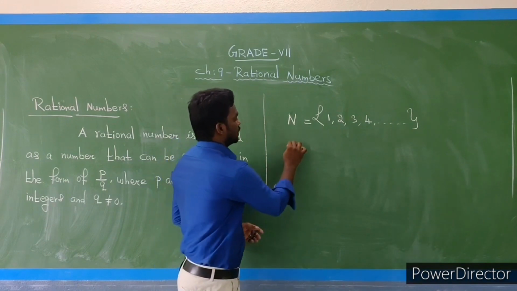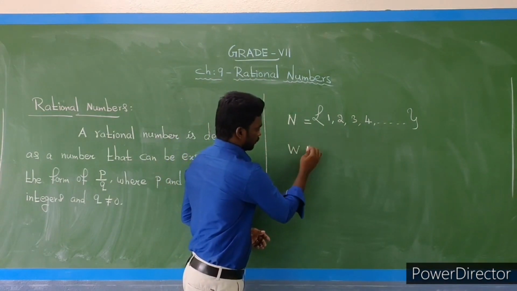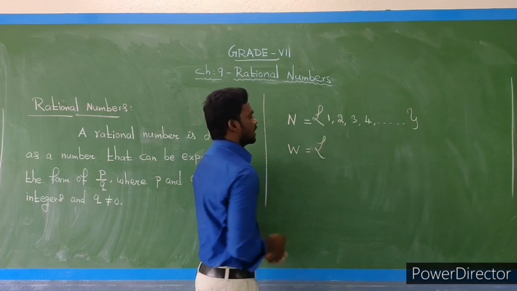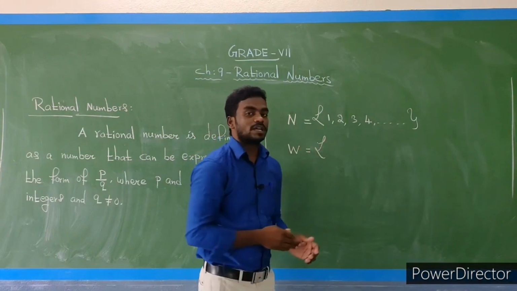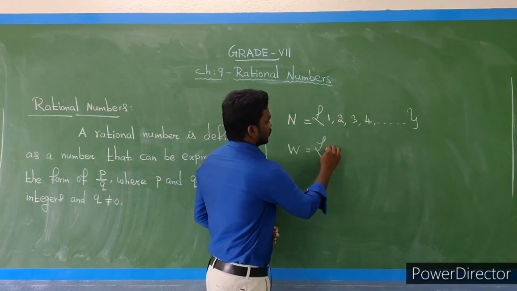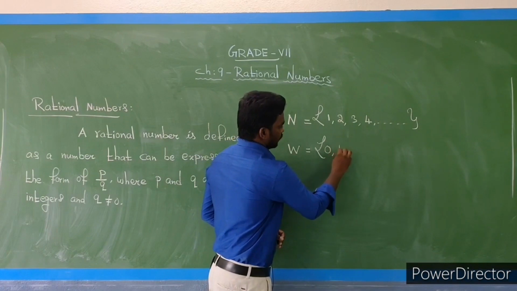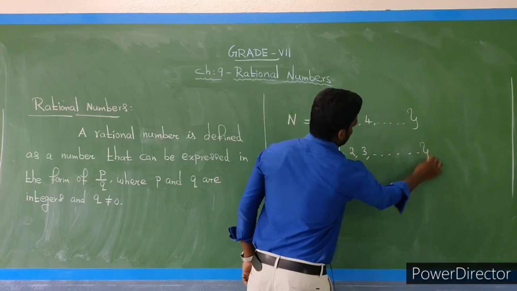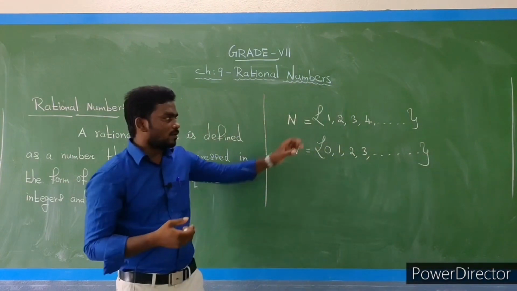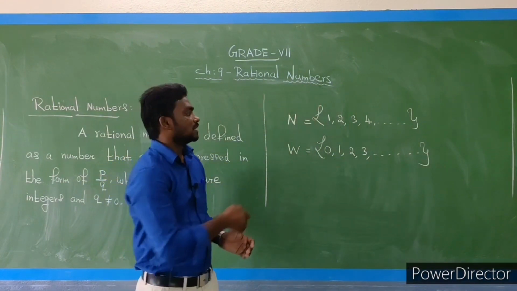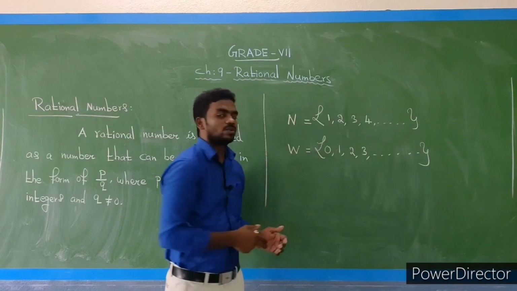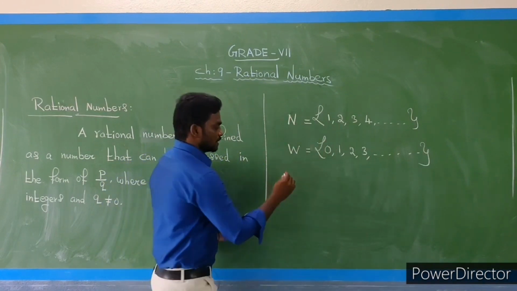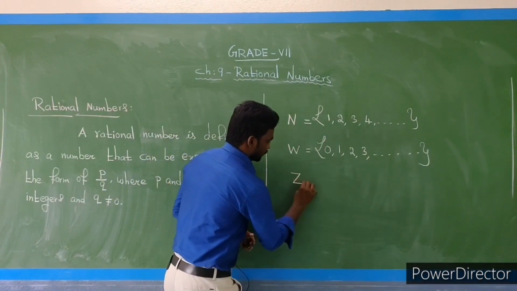The next number system is whole numbers. Whole numbers are the set of counting numbers together with 0. So the numbers starting from 0, 1, 2, 3 and so on are called whole numbers. The set of counting numbers is called natural numbers. The natural numbers together with 0 are called whole numbers.